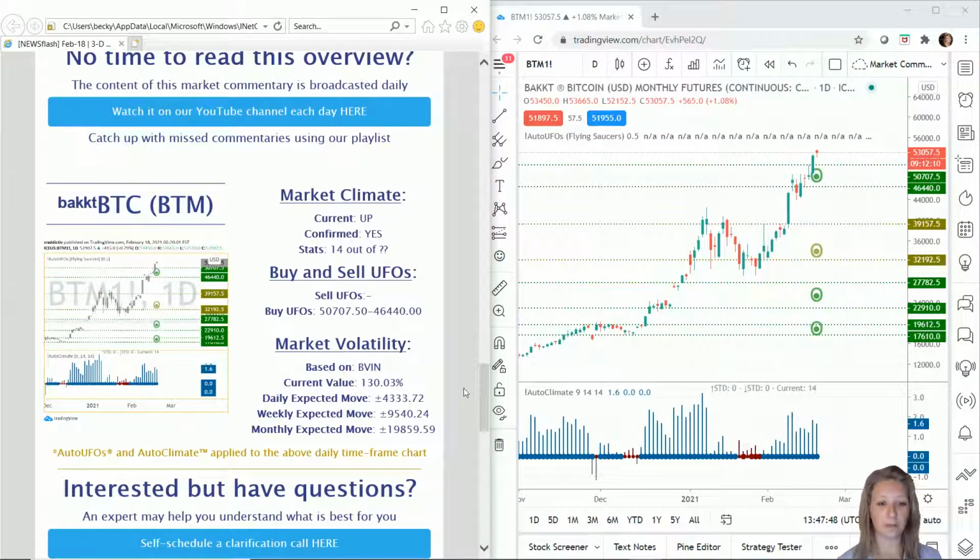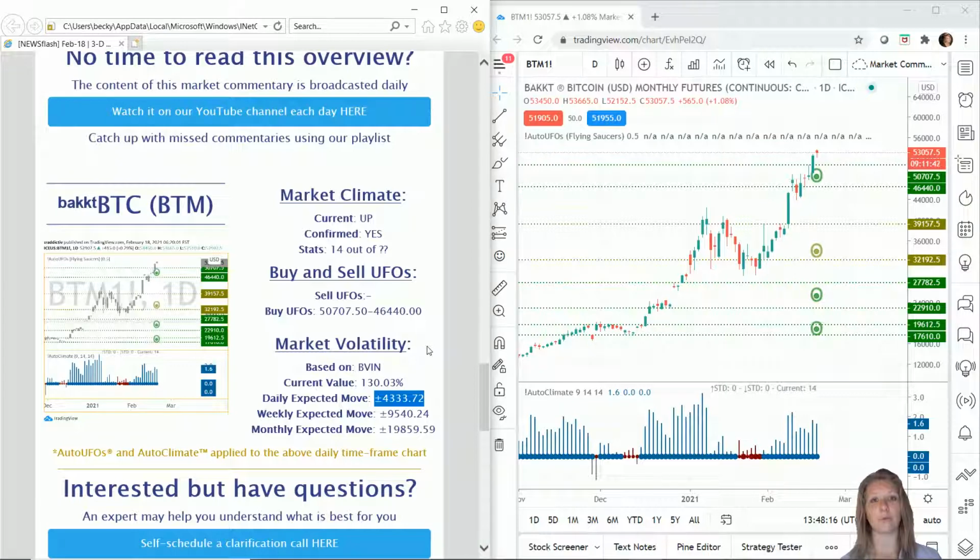Now, in terms of volatility, we look at the BVIN. And we see from that we would expect a move up or down in one day, and this is the thing with Bitcoin, of 4,333.72. That's obviously quite a move. That's, you know, maybe 8% or so of its current value. That's quite a strong move in a day. That's what happens with cryptos a lot more than other markets. So again, bear that in mind.